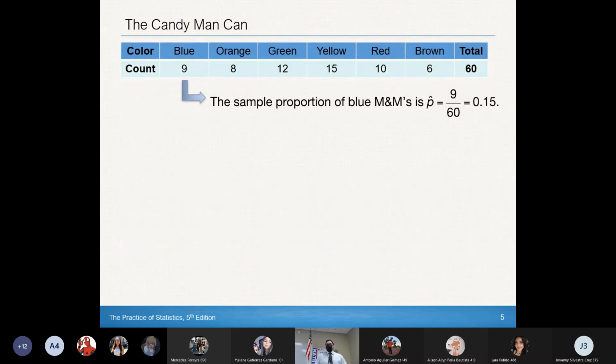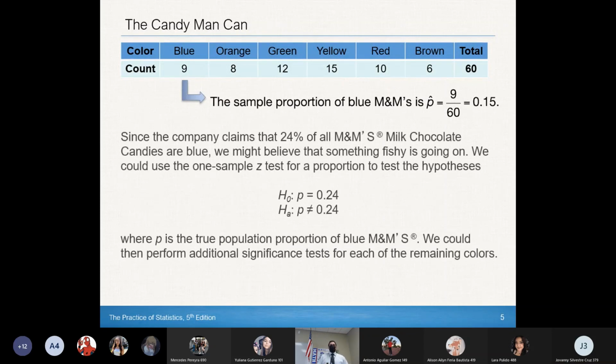So again, here's our p hat. Since the company claims that 24% of all M&Ms milk chocolate candies are blue, we might believe that something fishy is going on. We could use the one sample z-test, sorry, not t-test, for proportion to test the hypotheses. The null hypothesis is that p is equal to 0.24, the alternative is that p is not equal to 0.24, where p is the true population proportion of blue M&Ms.